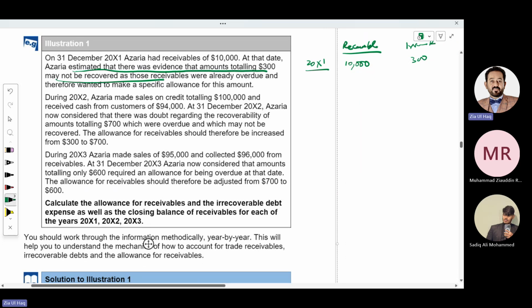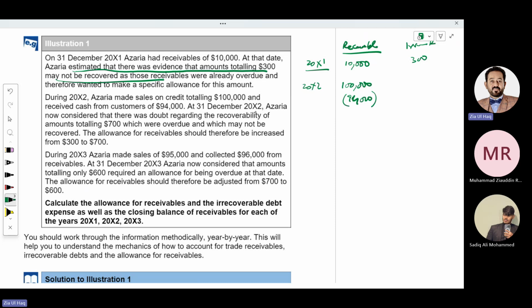During 20x2, Azaria made sales on credit totaling 100,000. This means for 20x2, this will be opening balance. So sales are how much? 100 thousand. We will add to it. And received cash from customer 4,000, and cash received we will deduct.